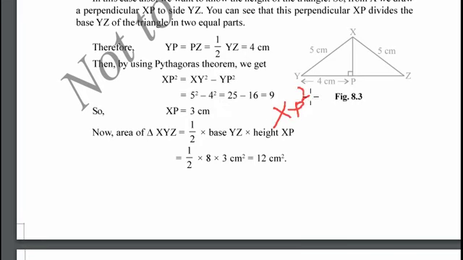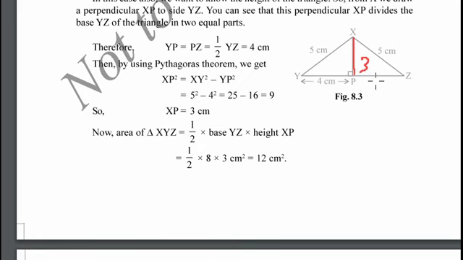XP square is equal to 9. We only need the length of XP, not its square. So apply square root on both sides of the equation. XP is equal to square root of 9. Length of XP is equal to 3. Length of XP is equal to 3 cm.